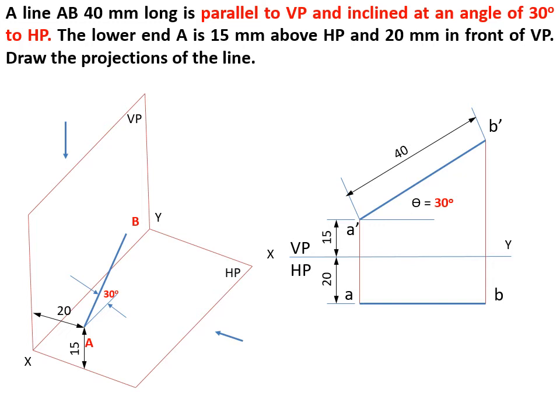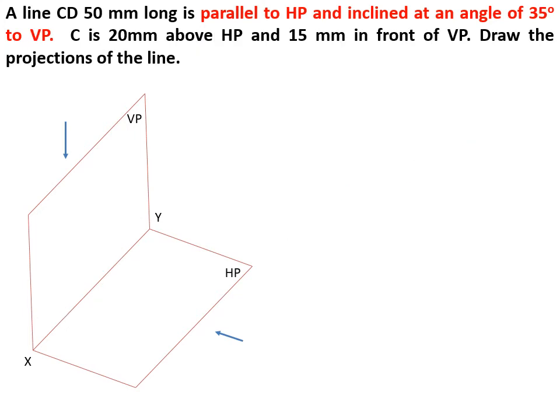One more thing: the true length of the line can be measured only in the front view. A dash B dash only gives you the true length of the line. If you measure A and B, it is the foreshortened length. You may not get exactly 40 mm. It is the foreshortened length, a reduction in the length. So what is the true length of the line here? As per this problem, A dash B dash is the true length of the line. Okay. Now you see, opposite to the previous problem.